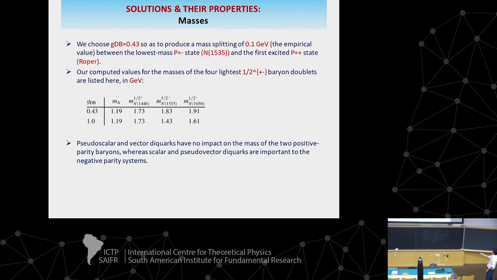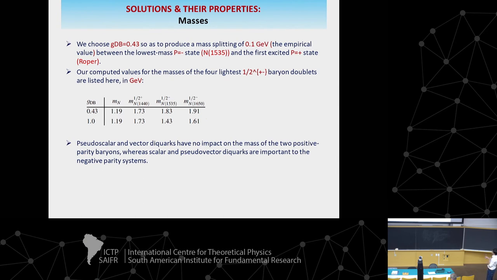In the first row, we calculate the mass of the nucleon, the Roper, N star 5035, and N star 6050. The first row corresponds to the values of GdB equals 0.43, and the second row values are obtained from GdB equals 1. We can see that when we change the value of GdB from 0.43 to 1, the masses of positive parity baryons never change, but the masses of negative parity baryons change quite a lot.